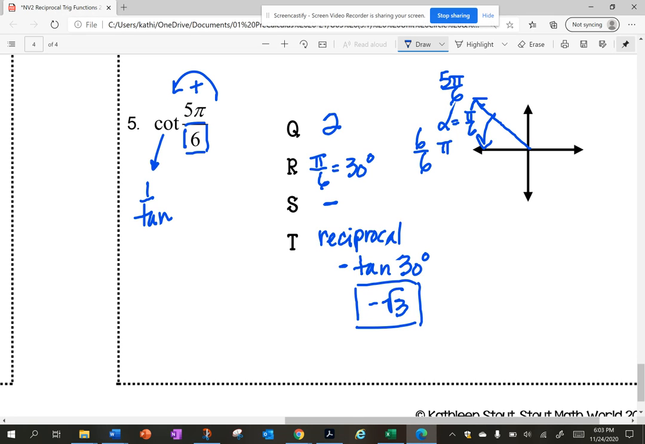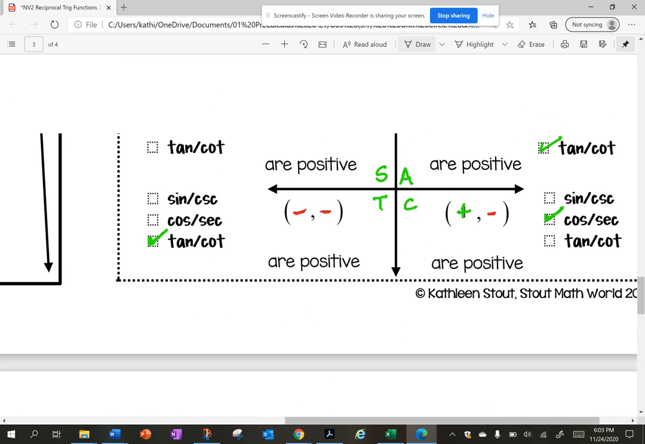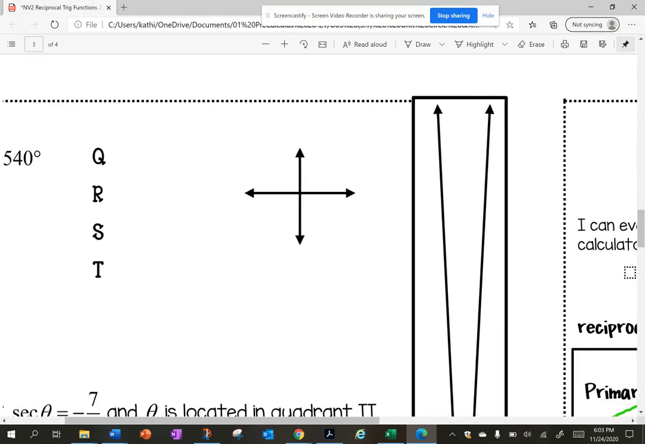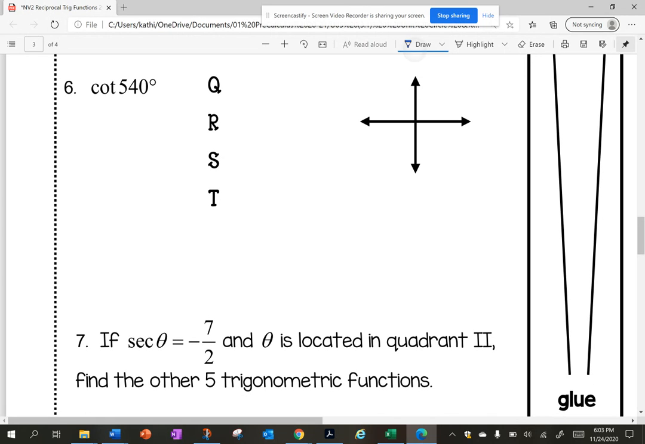Okay, 2 more examples. Cotangent of 540 degrees. So cotangent, I'm going in the positive direction here. So I'm going to find a coterminal angle by taking out one rotation. So I'm going to subtract 360. And I get 180 degrees. So I'm actually on the negative y-axis. So I'm over here.